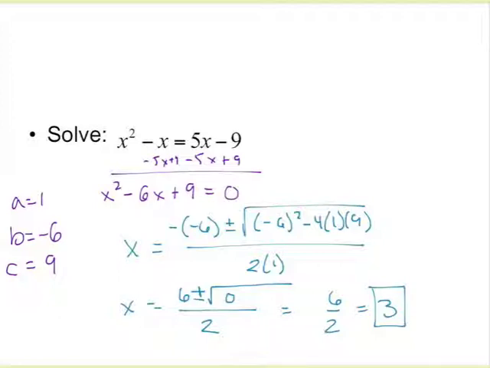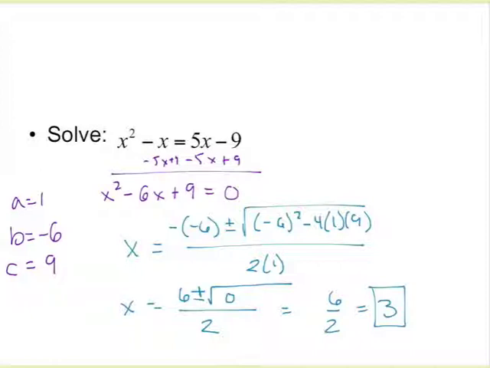When you get a really nice clean number as your answer, that means this problem was actually factorable, which in my preference would have been a faster way of solving it. But regardless, follow your directions and solve it the way that it says to solve it. But know that if you get a nice clean answer, that means it really was factorable from the beginning.